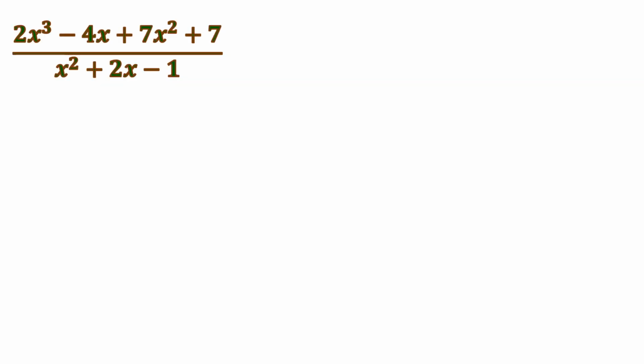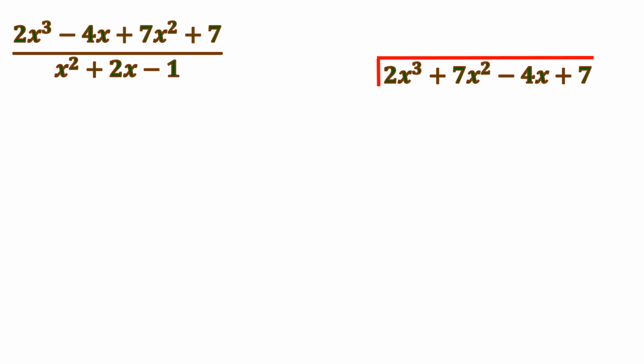Now another one. So we have this 2x cubed minus 4x plus 7x squared plus 7 to be divided by a trinomial, x squared plus 2x minus 1. So let's solve this using long division. Now observe that the numerator is not arranged in order. The 4x comes first before the 7x squared. So we're going to arrange it. So it will be now 2x cubed plus 7x squared minus 4x plus 7. It's important that you arrange it to avoid committing mistakes, or else it will be a wrong answer if you do not arrange it and just continue solving.